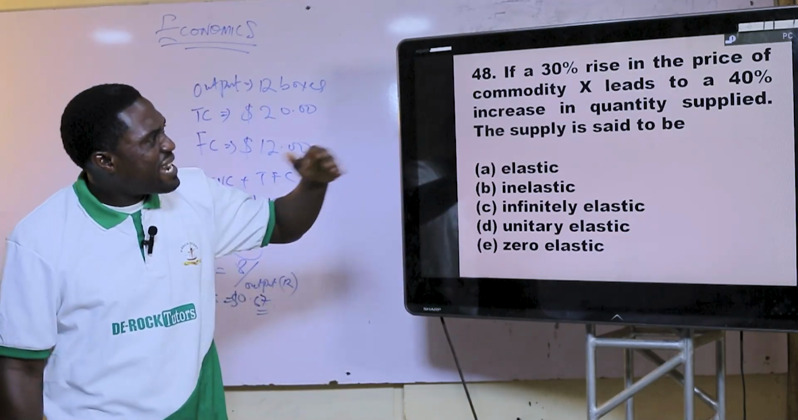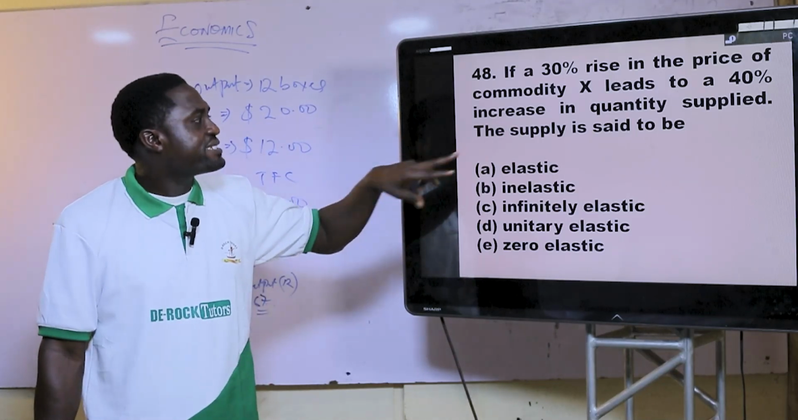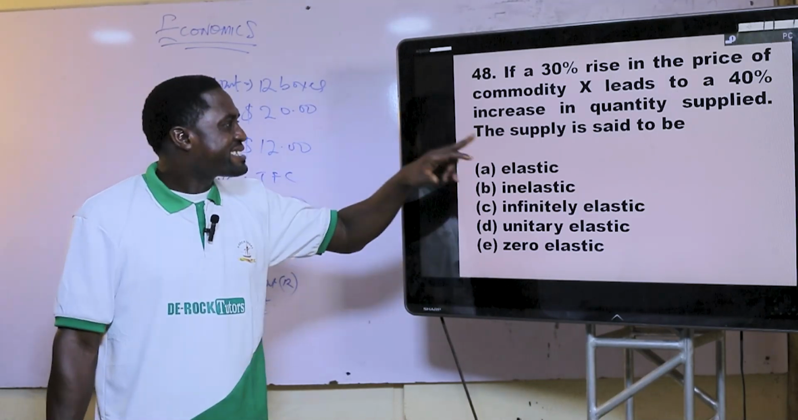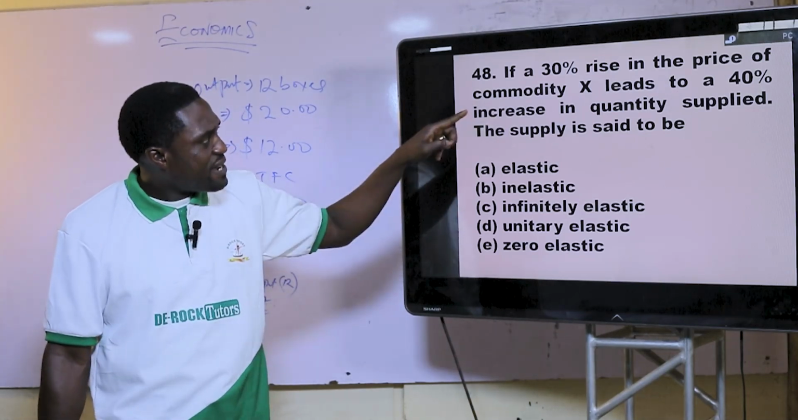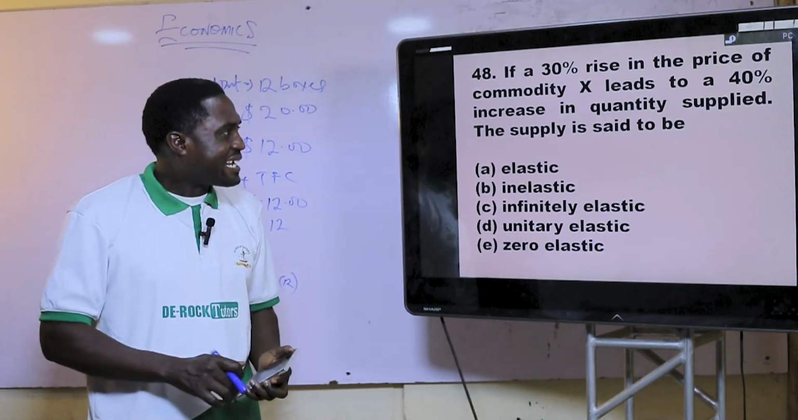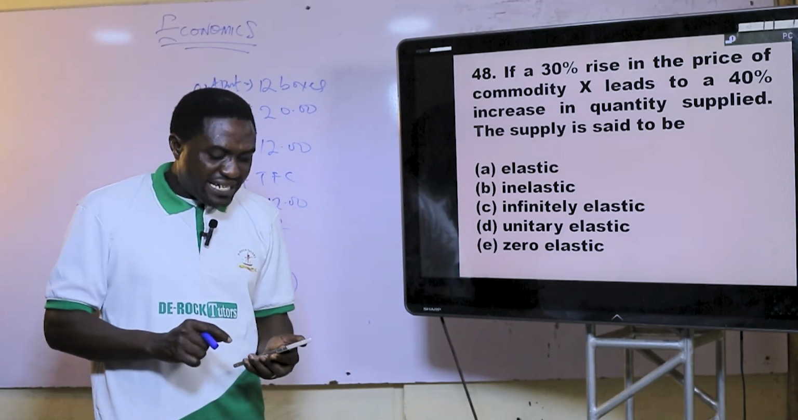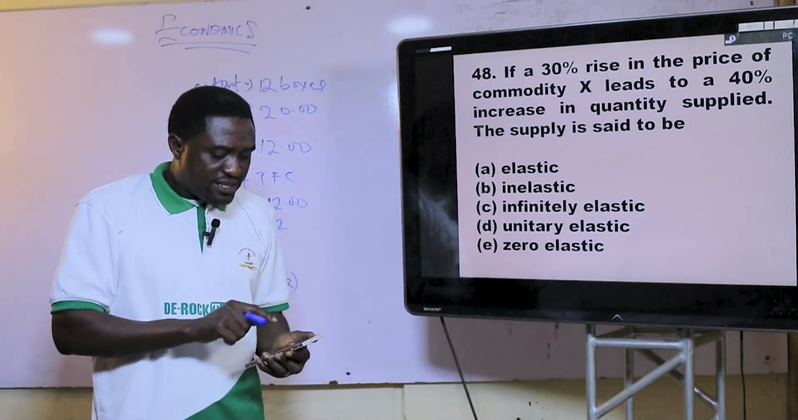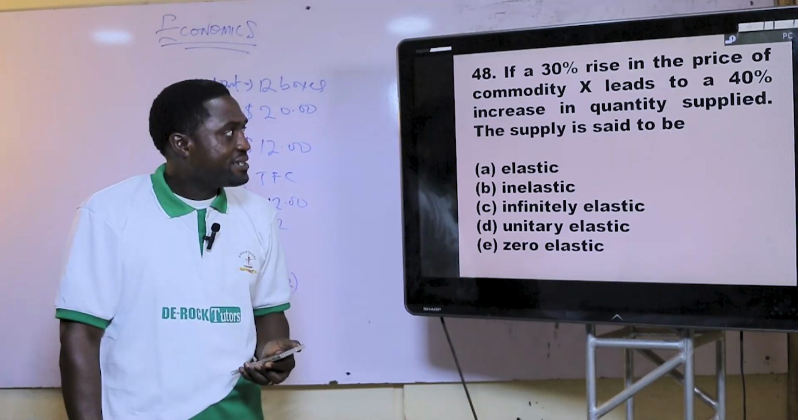If a 30% rise in the price of a commodity X leads to a 40% increase in quantity supplied, the supply is said to be what? Like I told you, when you want to calculate your elasticity of supply, because from there you can know if it is elastic or inelastic, it is the percentage change in quantity supplied over the percentage change in price.